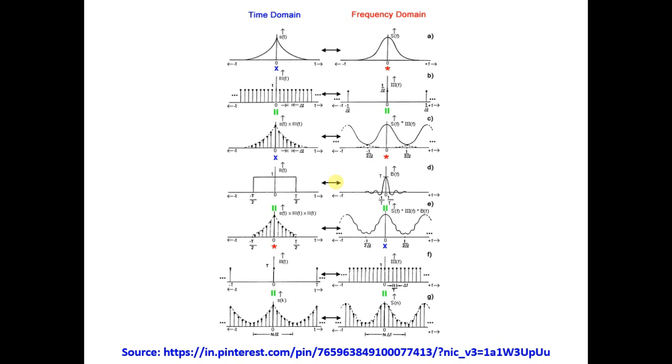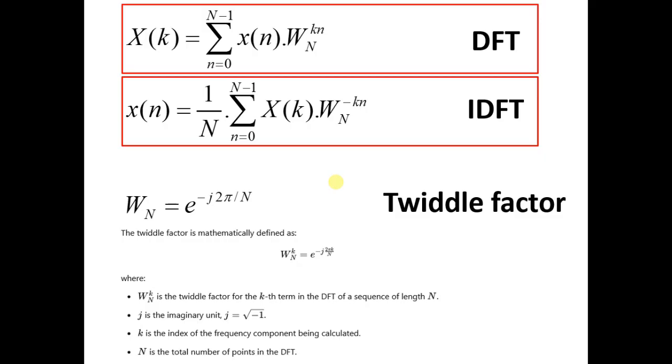and vice versa. Okay, then we talked about these two equations where the first one is the DFT equation, that means it is the forward transform equation, and the second one is the inverse DFT, that is the inverse transform equation. So the first one helps us to get the signal into the frequency domain, and the second one helps us to get the time domain signal from the frequency domain signals.